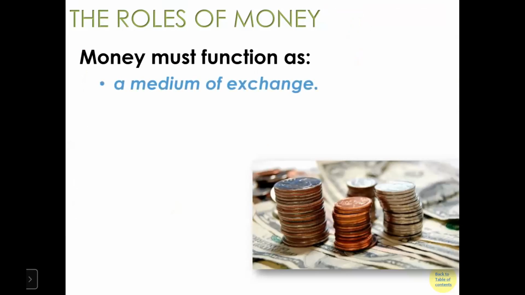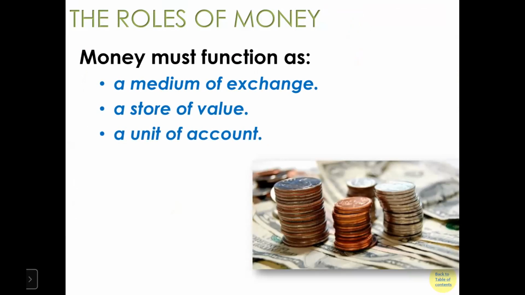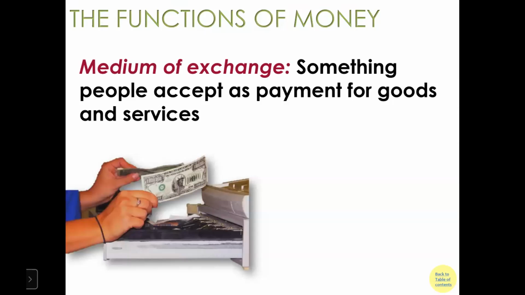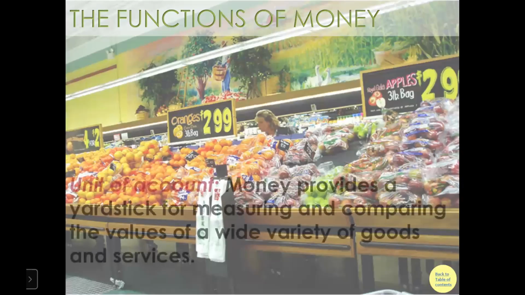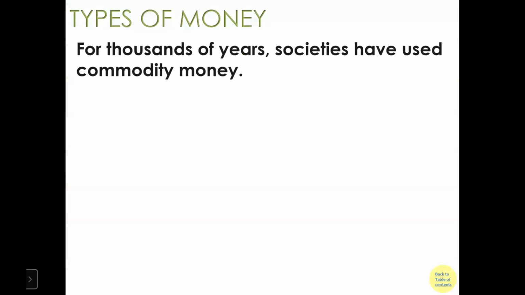Then we talked about three functions. Money must serve as a medium of exchange, a store of value, and a unit of account, right? We also expanded on what each of those functions means, one by one. Make sure you understand that. What else did we talk about?